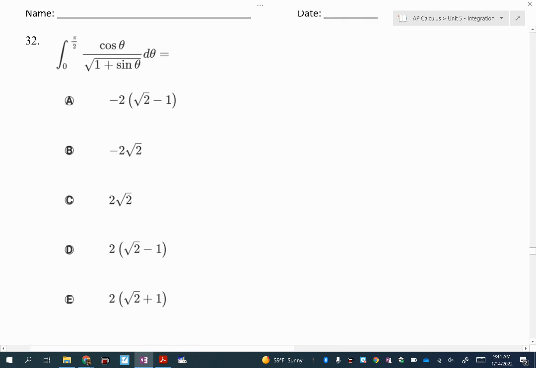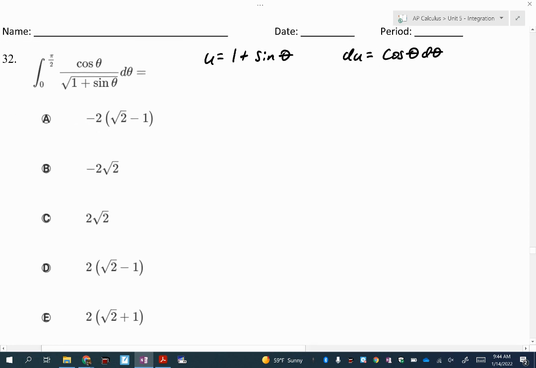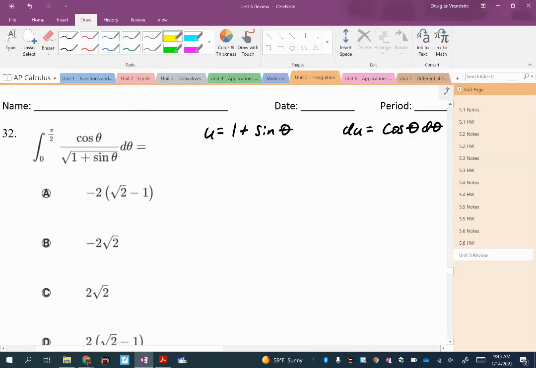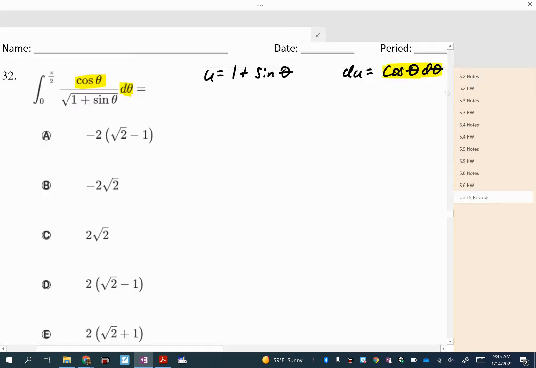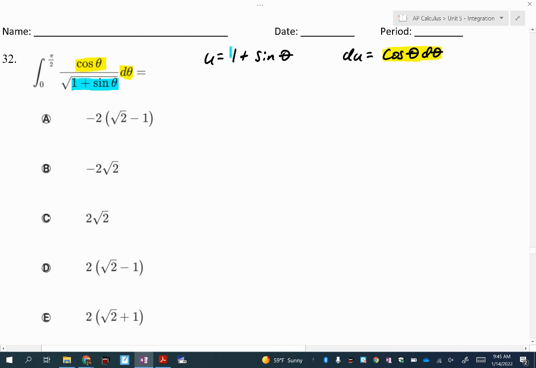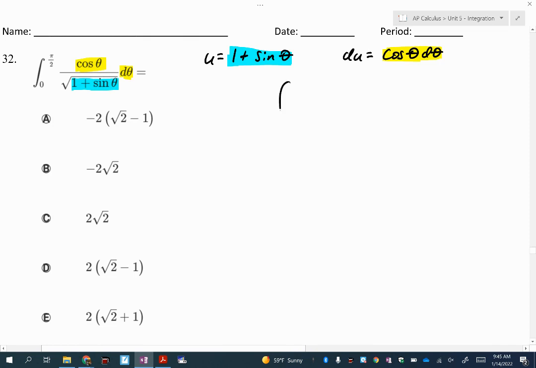So I'm going to set u equal to 1 plus sine of theta. And then if I take the derivative of that, that's du equals cosine theta d theta. Now, if you look in the problem, you'll notice that I have cosine theta times d theta, which is right here. That's the same as du. And then my denominator has the square root of 1 plus sine theta, and 1 plus sine theta is u. So watch what happens when I plug that into my integral.